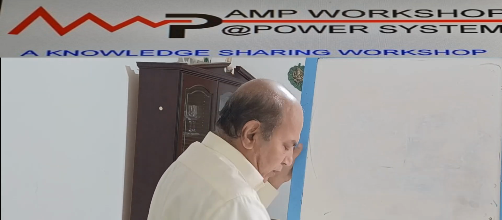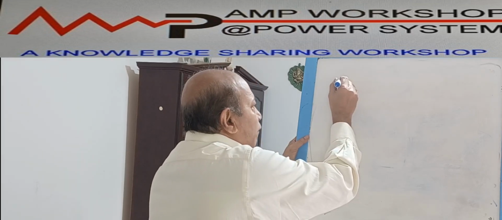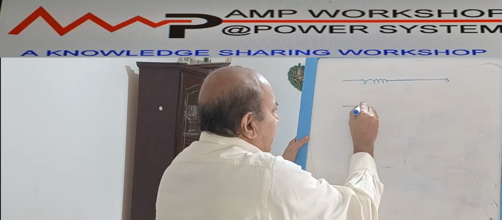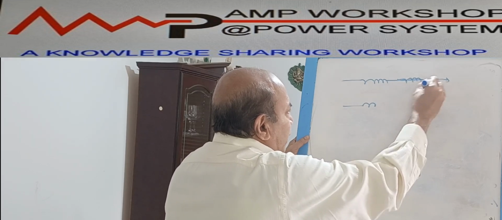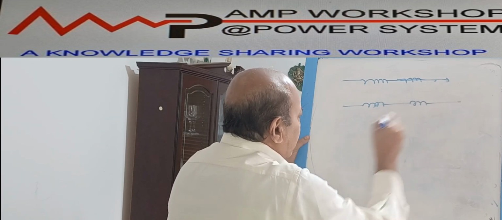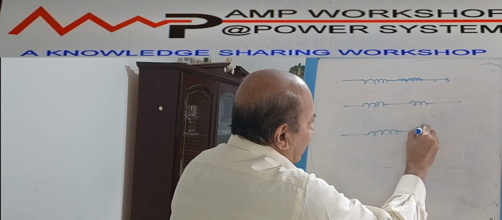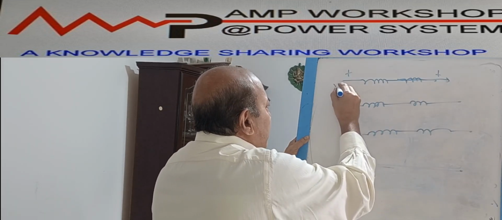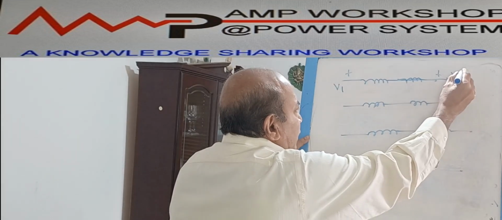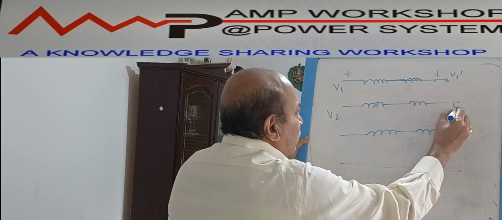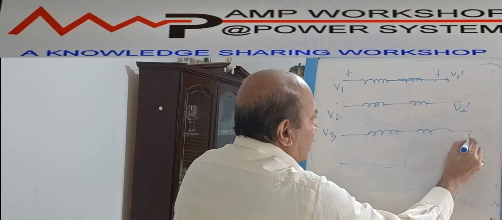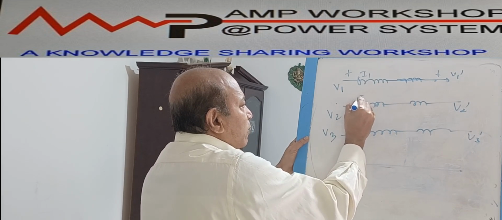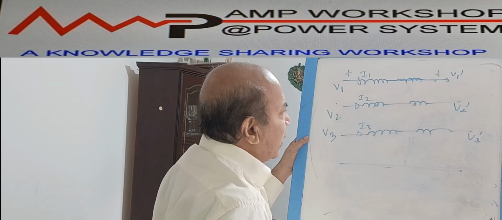Suppose there is a three phase 4-wire transmission line. So this first phase, suppose A phase, that is A phase. Suppose there are two impedances I draw over here. This is the second phase, this is the third phase, and this is the neutral. So this is positive, this is also positive. Suppose it is V1, V1 dash, V2, V2 dash, V3, V3 dash. And the current is flowing through this, suppose I1, I2 and I3.